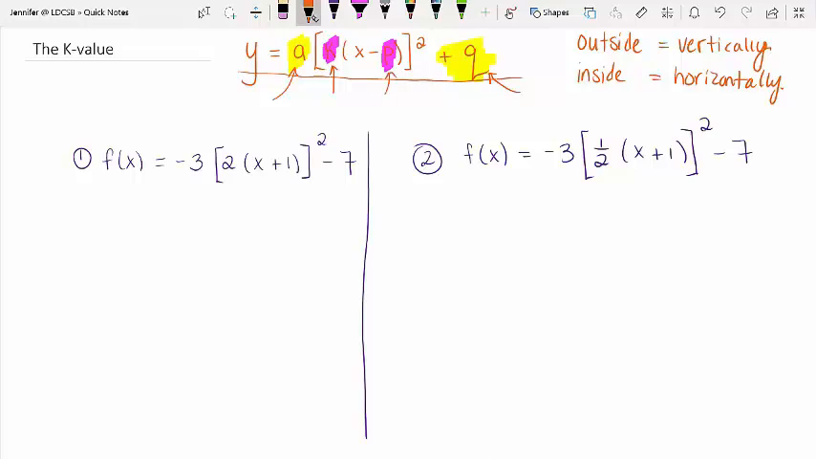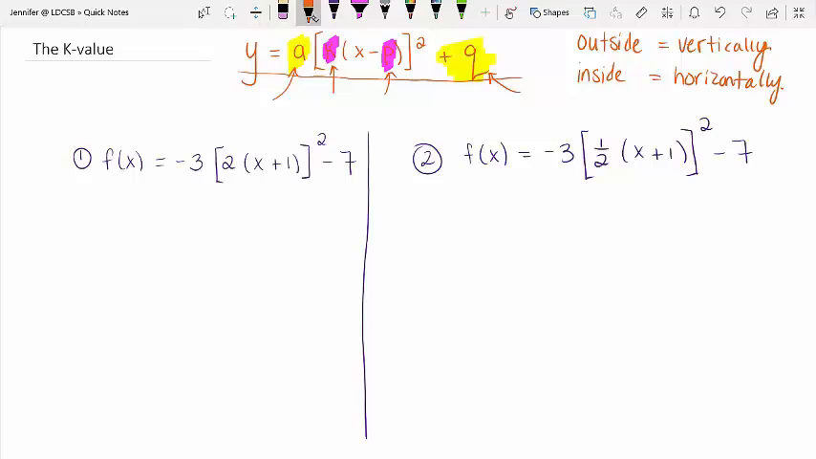So to summarize again, transformations that are inside of those brackets, so the K and the P, affect the graph horizontally, horizontal stretch or compression or horizontal shift. The transformations on the outside of the brackets, so the A and the Q value, affect the graph vertically because A is a vertical stretch or compression and Q is a vertical shift up or down.